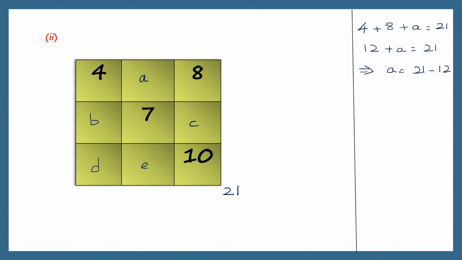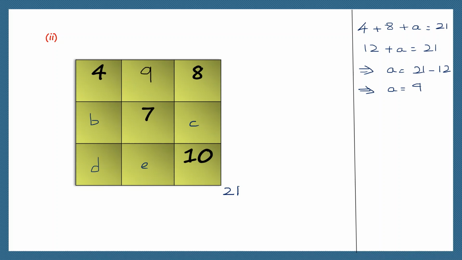So what are we doing here? We are doing equations and we are transposing. We have transposed 12, which is plus, to the right hand side. That's why it's become minus. Now 21 minus 12. Let's do that. So A is equal to 21 minus 12, which is 9. So we found the value of A and let's write it down there as 9. So A is equal to 9.